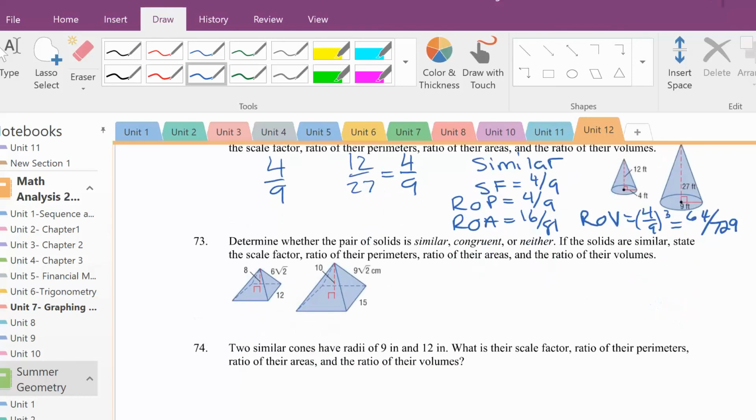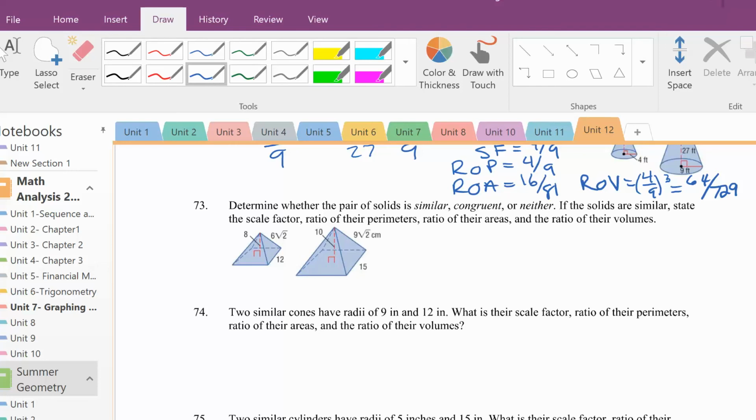All right, so 73 says determine whether the pair of solids are similar or congruent. Well, they're not congruent. So here's the thing, 12 over 15 is equal to 4/5. 8 over 10 is equal to 4/5. And then 6 root 2 over 9 root 2, well, that's equal to 2/3. So since they're not all the same, it would be neither.